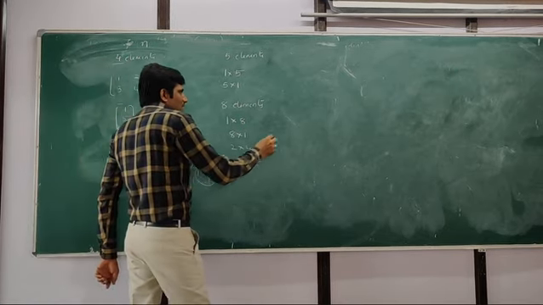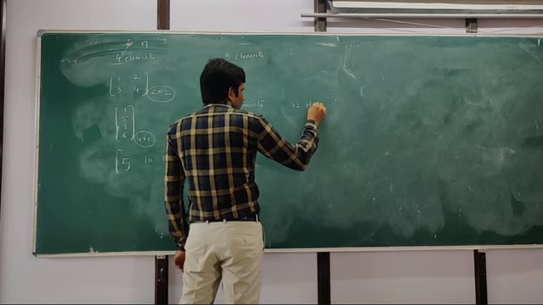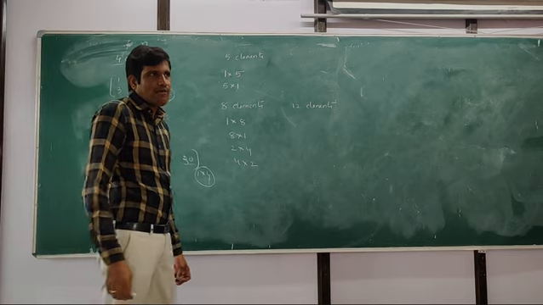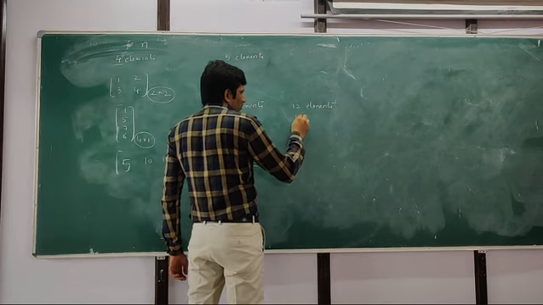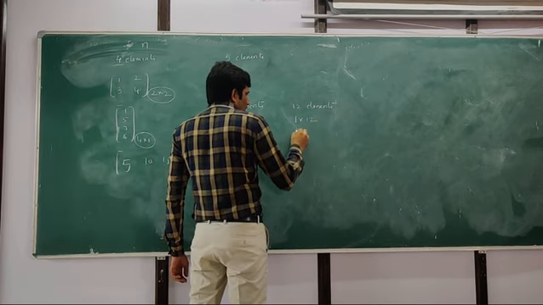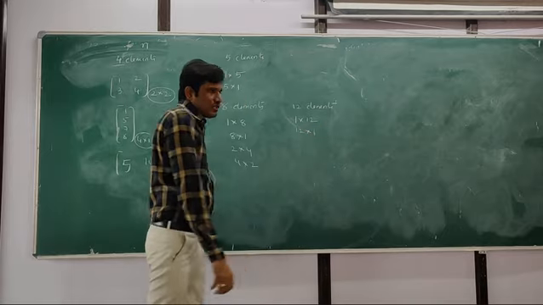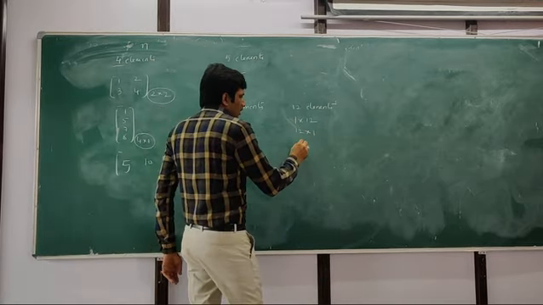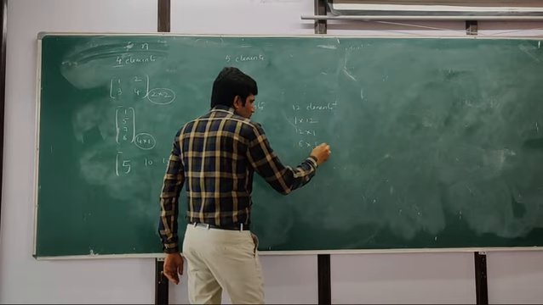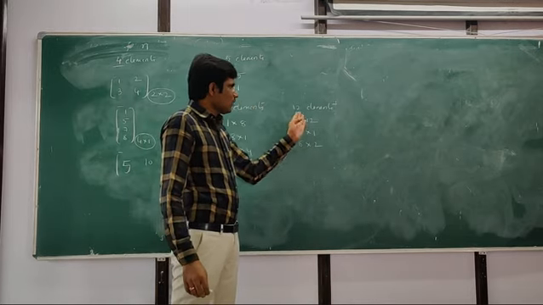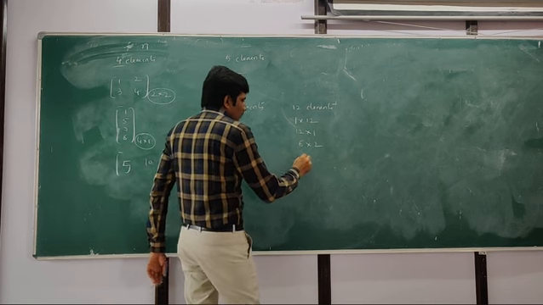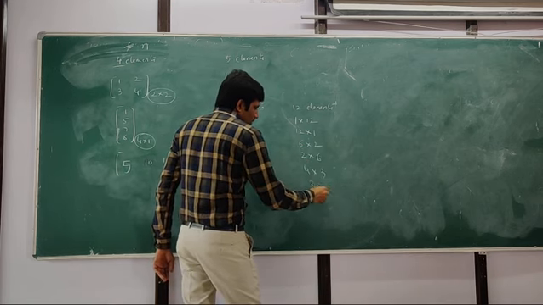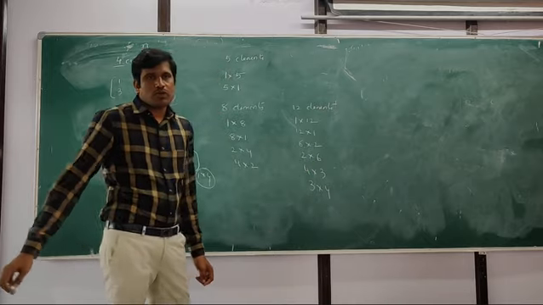Suppose a matrix is having 12 elements. What are the possible orders we have to write? First, 1 cross 12 or 12 cross 1. Then it can be 6 cross 2, because 6 2s are 12, or it can be 2 cross 6, it can be 4 cross 3, it can be 3 cross 4. So these are the possible orders.